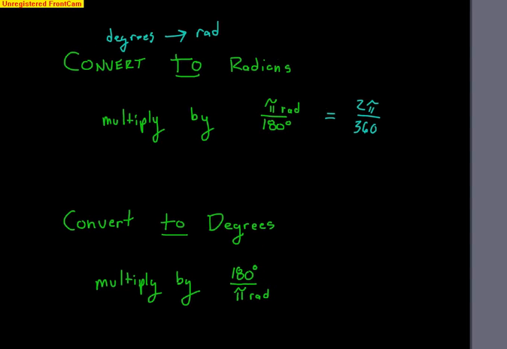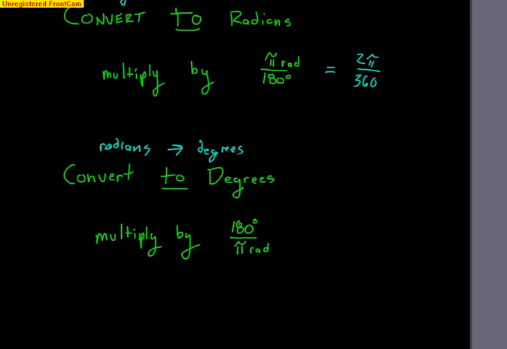If you're in radians and you want to convert to degrees, then you multiply by the reciprocal of that, 180 over pi radians. Okay, so those are really important conversion formulas you might want to write down. So let's practice this.